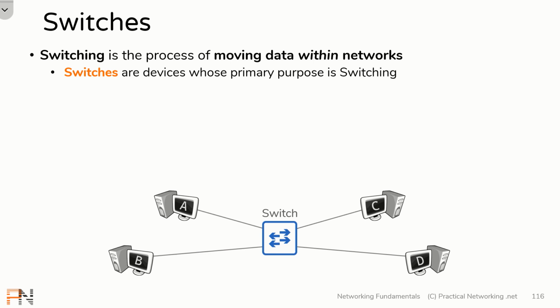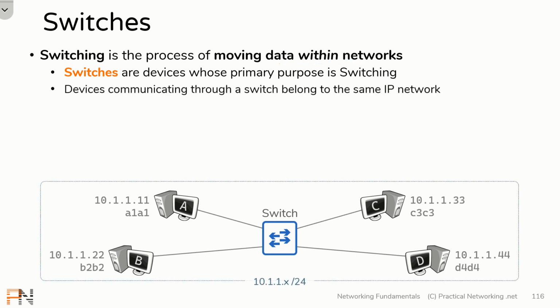For these hosts to communicate with one another, they each need IP addresses and MAC addresses. Now, since a switch only facilitates communication within a network, this tells us that all of these devices that are speaking through the switch must belong to the same IP network. In this case, that IP network is the 10.1.1.x network. In this lesson, we're going to illustrate everything that the switch does to enable communication between host A and host D.